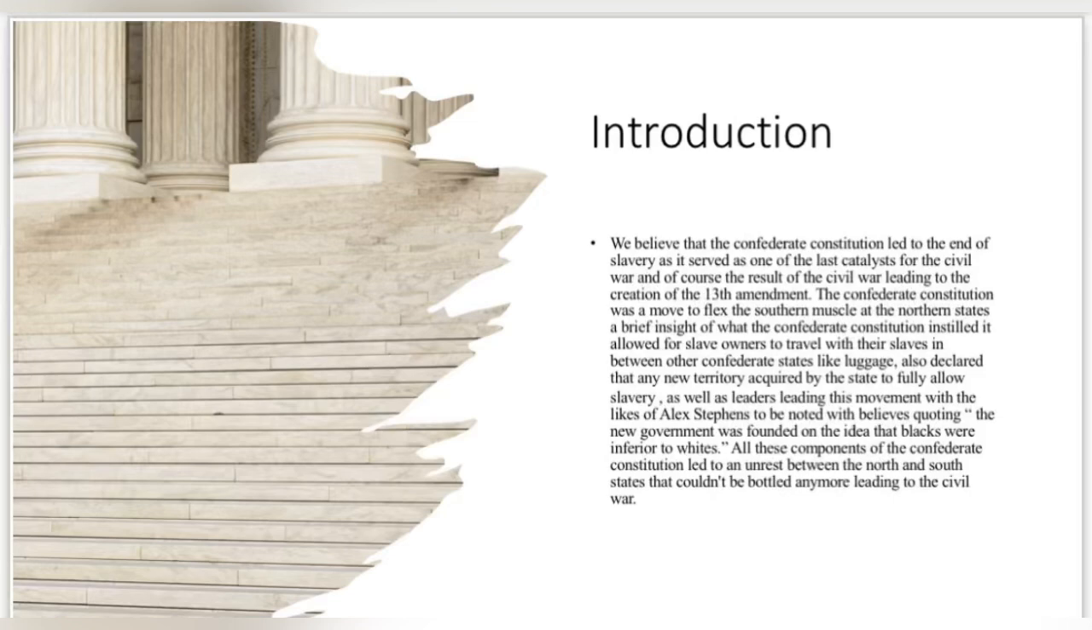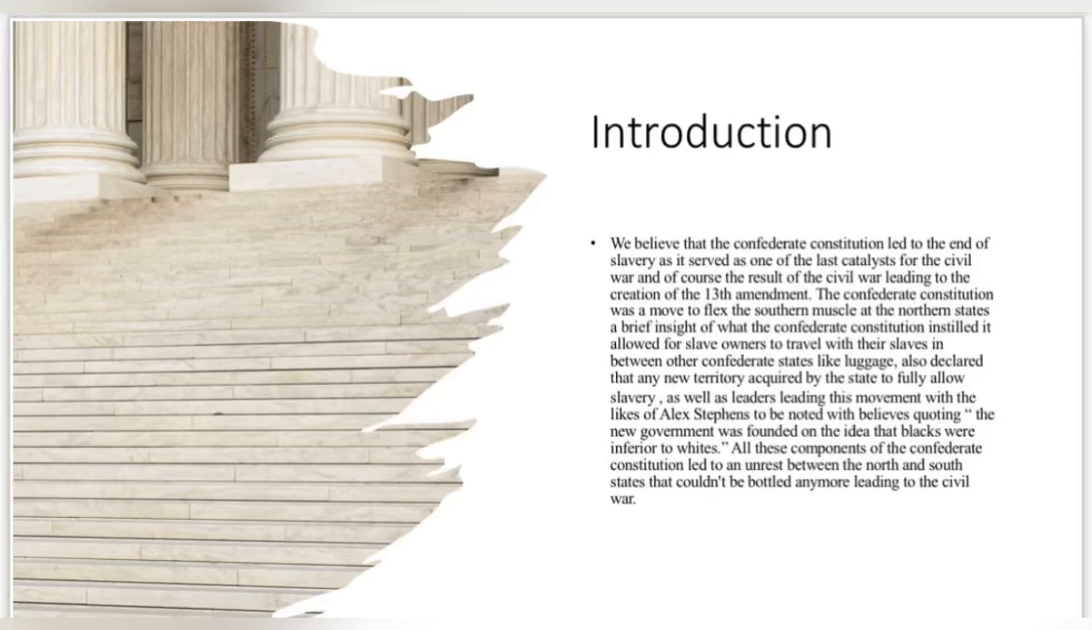The Confederate Constitution, we interpreted it as the Southern states flexing their muscles at the Northern states, in a way saying that, hey, we're gonna go against everything you go for, and say basically our way is the real way, the truthful way.